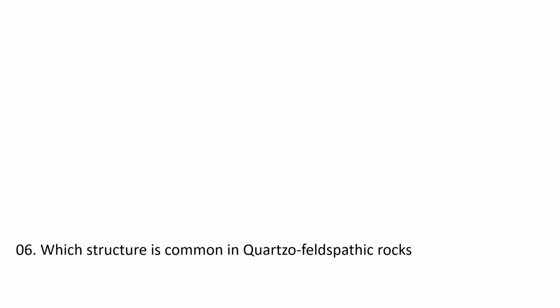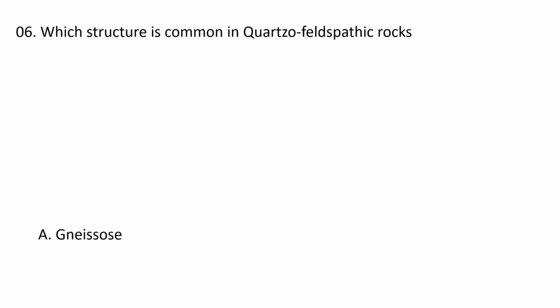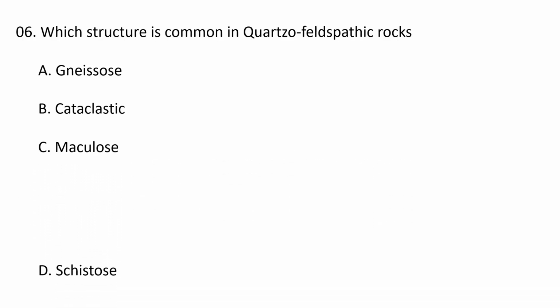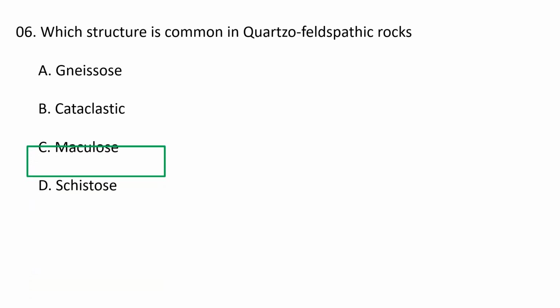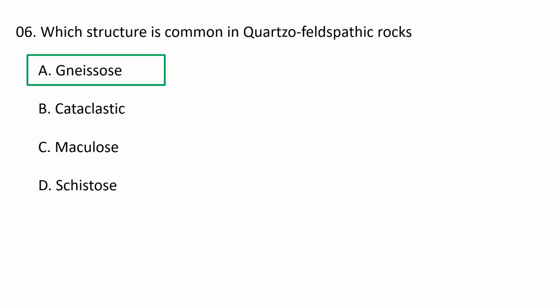Next question. Which structure is common in quartzo-feldspathic rocks? A. Gneiss, B. Cataclastic, C. Maculose and D. Schistose. The structure common in quartzo-feldspathic rocks is gneiss. Gneisses are largely coarse-grained and exhibit a gneissic structure, with quartz, feldspars, mica and amphiboles forming alternate light and dark colored bands, which give rise to the gneissic bands. The structure common in quartzo-feldspathic rocks is gneiss.